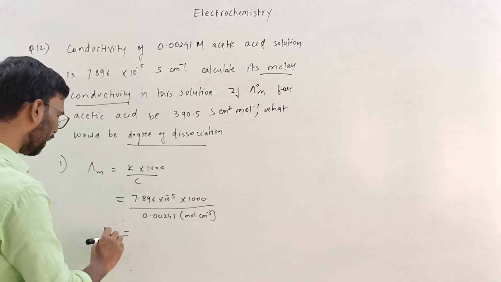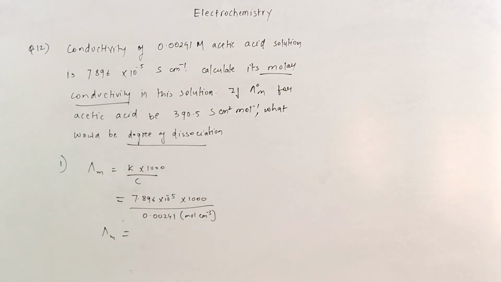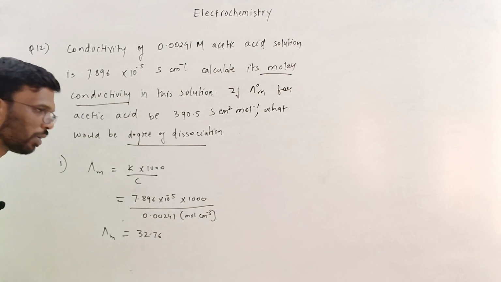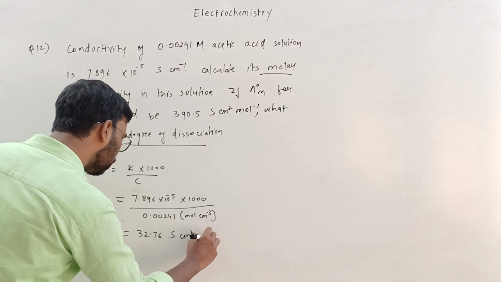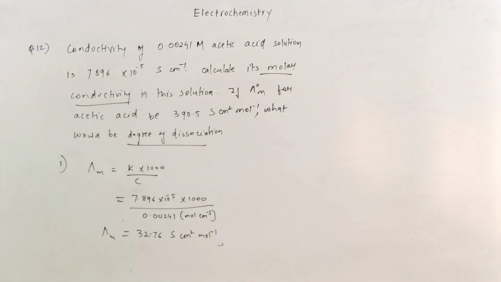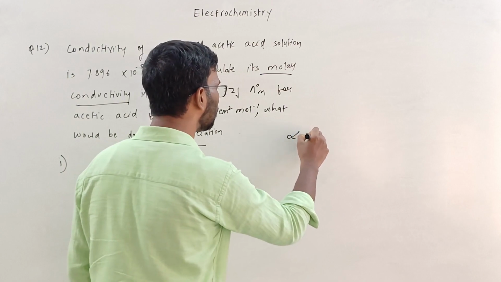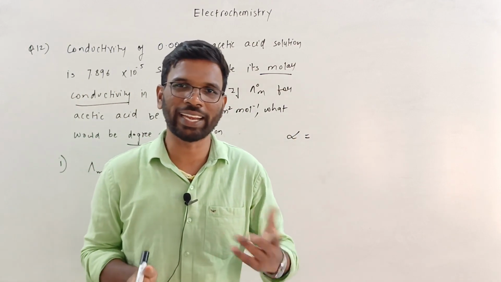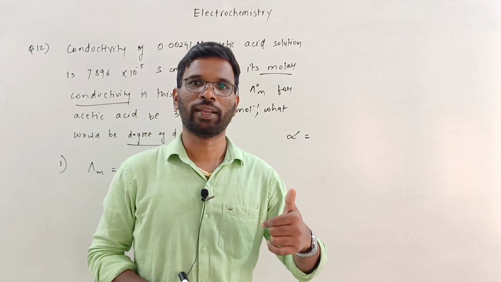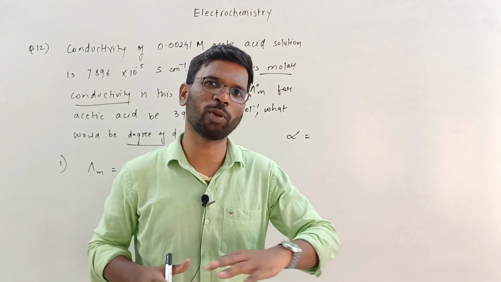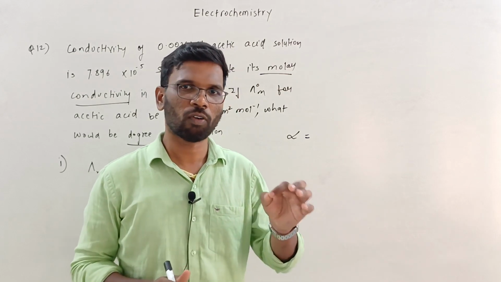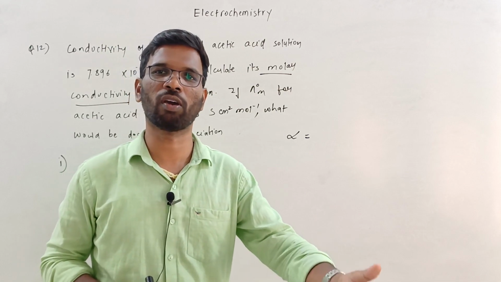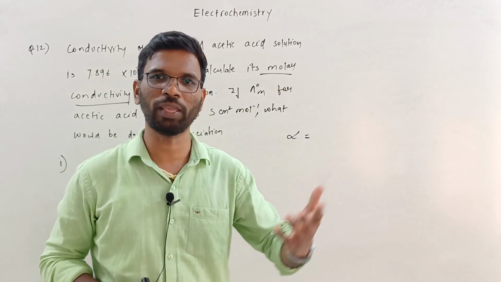I am writing this just for your understanding. So here lambda m, finally I will write the value. Lambda m is coming to be equal to 32.76 Siemens centimeter square per mole. Now second, the degree of dissociation is asked. What is the degree of dissociation? It is the fraction of molecules getting dissociated, alpha. If there are 100 molecules, how many molecules are getting dissociated? That is the degree of dissociation alpha. So the maximum value of alpha is 1. For a strong electrolyte it is close to 1, but it cannot be more than 1.